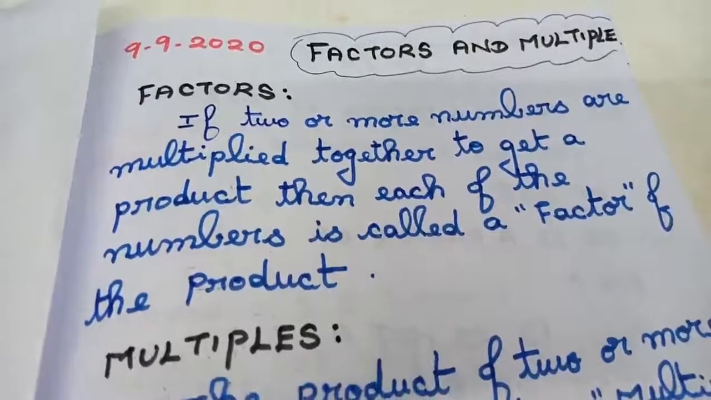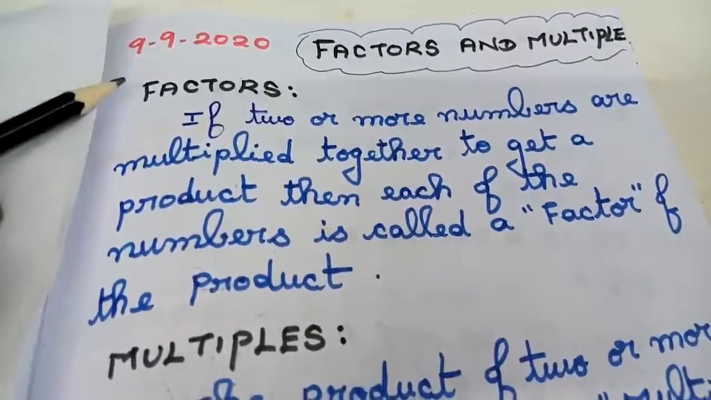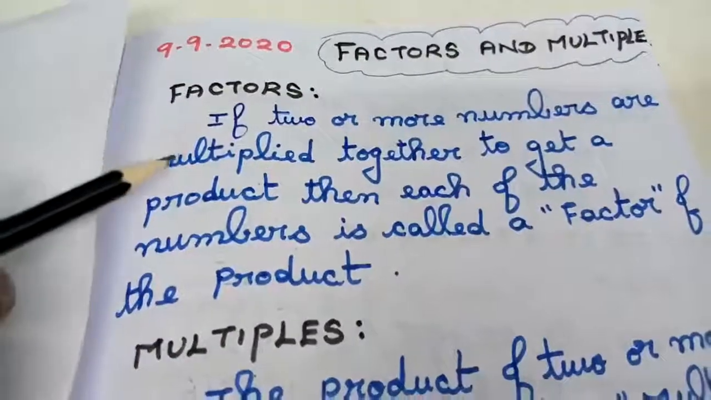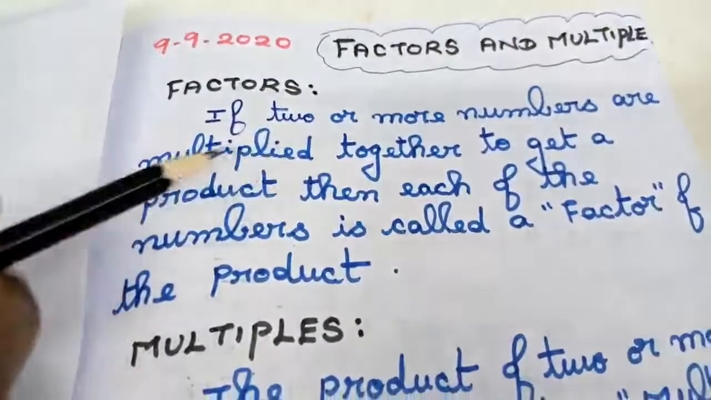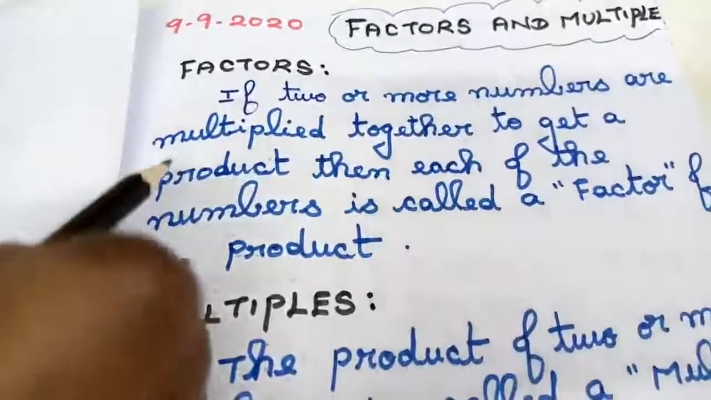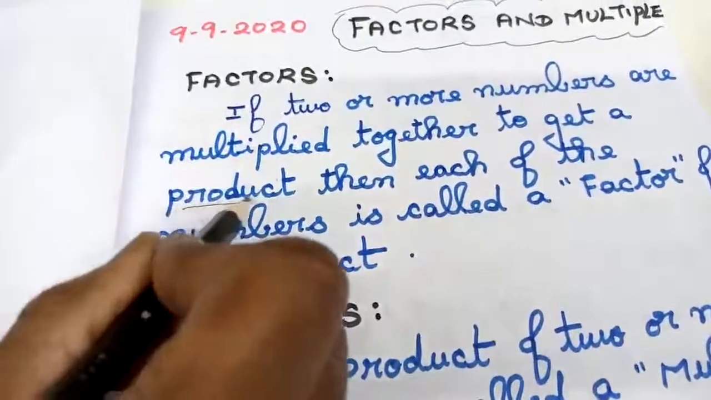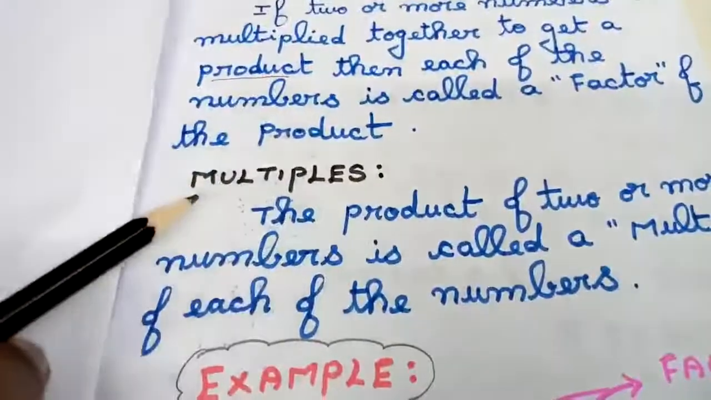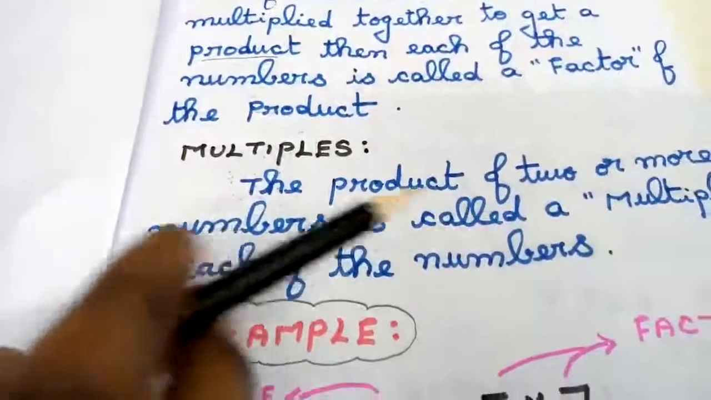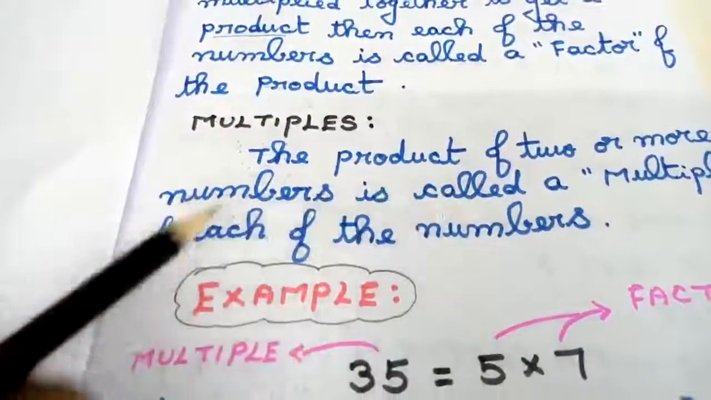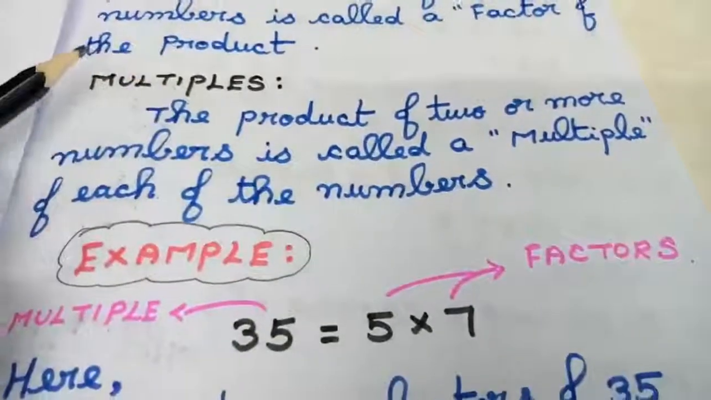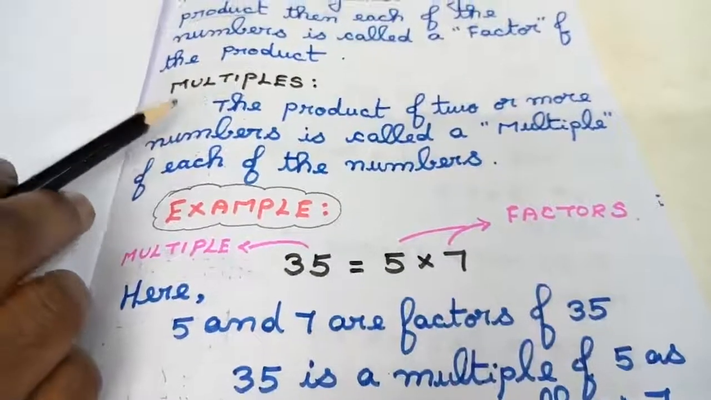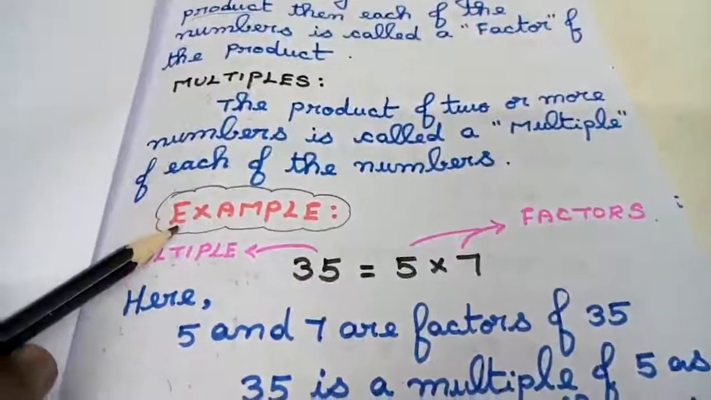Factors and multiples. The first one we are going to see is factors. What is the meaning of factor? If two or more numbers are multiplied together to get a product, the meaning of product is the value we get, then each of the numbers is called a factor of the product. Multiple: the product of two or more numbers is called a multiple of each number. While I am reading the definitions, they will be very similar, students. We will see with an example.